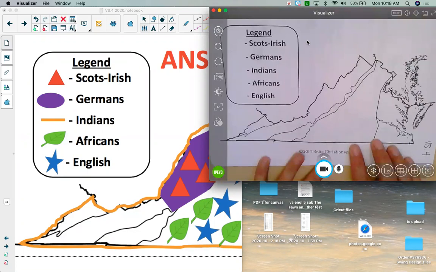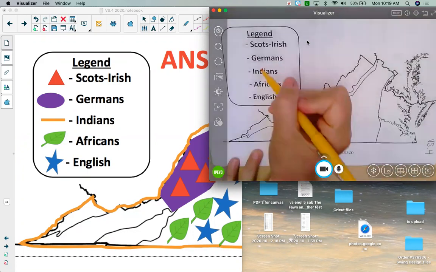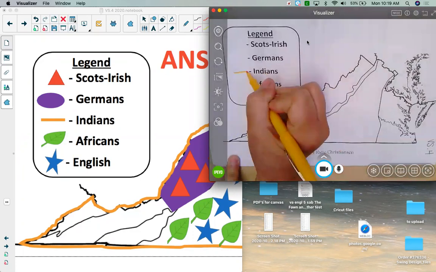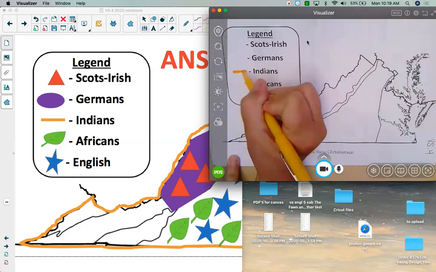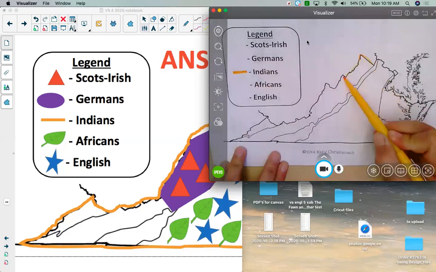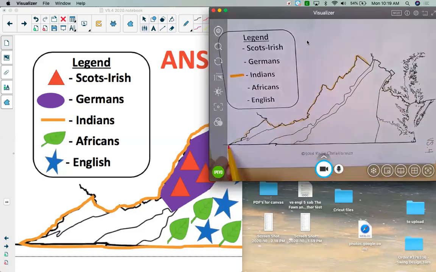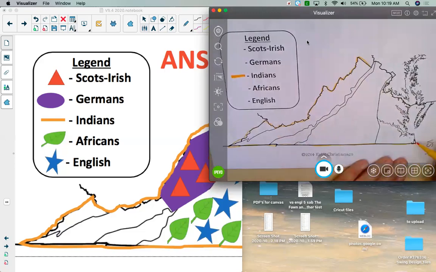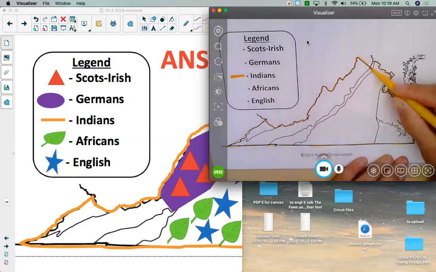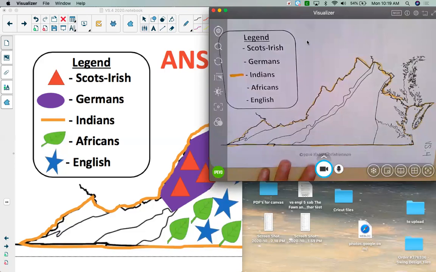Now, I'm going to go a little bit out of order because I like to do things just in the order in which the groups were in Virginia. So on your map key for the Indians, I want you to take your yellow, and this is going to be represented by a yellow line, okay? And we're just going to outline, and it doesn't have to be perfect, Virginia in yellow, because the Indians lived all throughout Virginia before any other groups came. So I'm going to outline, and I'm not going to forget the Eastern Shore over here. All right. So all of Virginia is outlined in yellow because Indians were here first, and they lived all over Virginia.